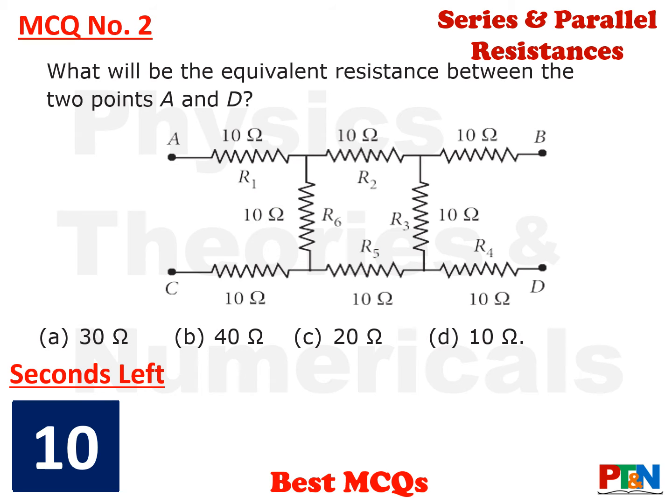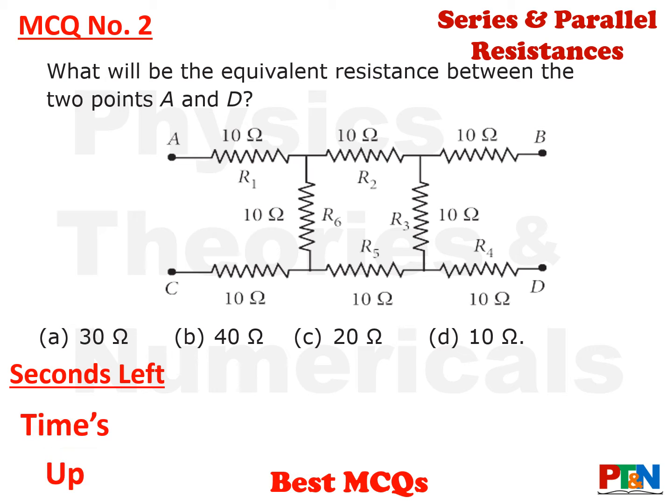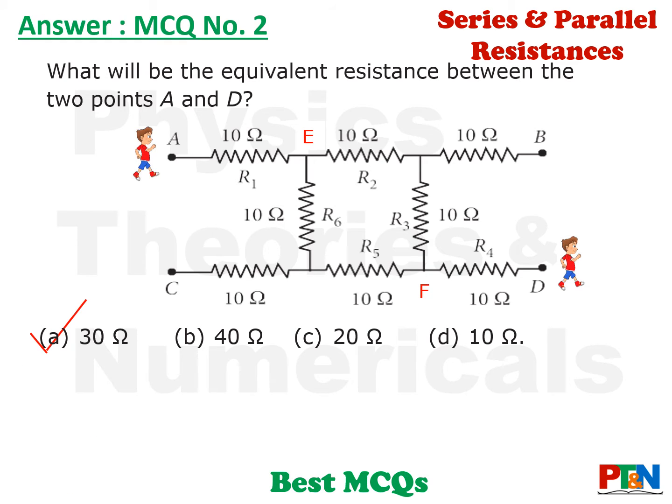Next MCQ. What will be the equivalent resistance between A and D? 4 options, 10 seconds time for you. Your time starts now. Time's up. Let's see the answer. The answer is option A, that is 30 ohm.